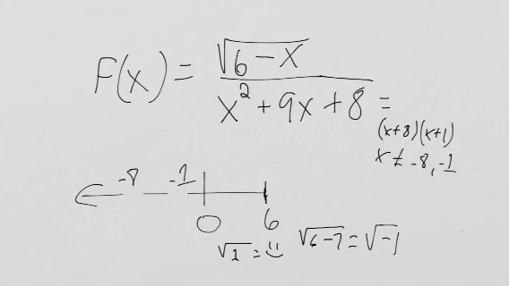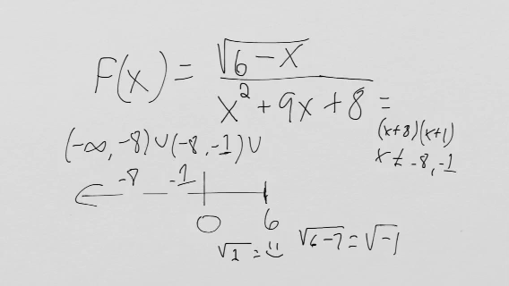So then what's our domain? It's negative infinity until negative 8, union negative 8 until negative 1, union negative 1 until 6. Let's write it out. We would go negative infinity until negative 8, union negative 8 until negative 1, union negative 1, until 6. And we can include 6, so we denote that using this bracket.